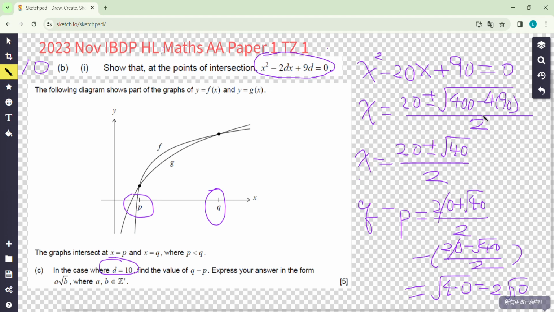You got it? Be careful. They ask about a and b, so a is 2 and b is 10. Many people miss this part. Good job.